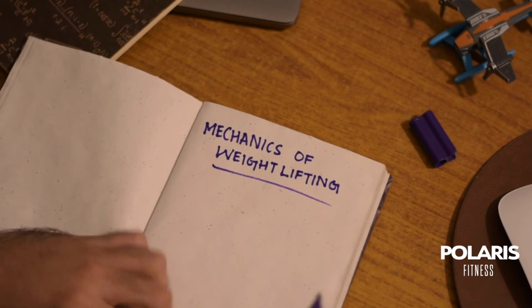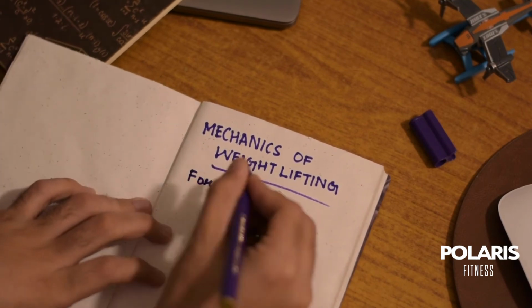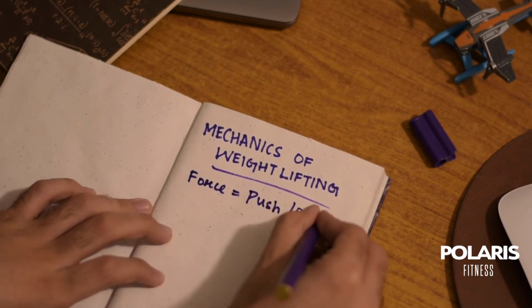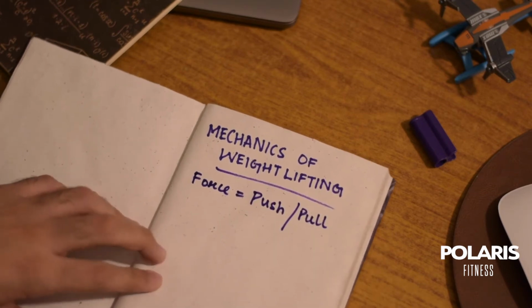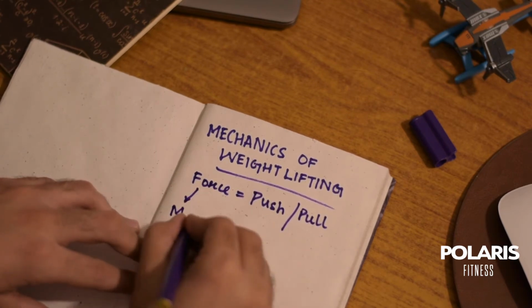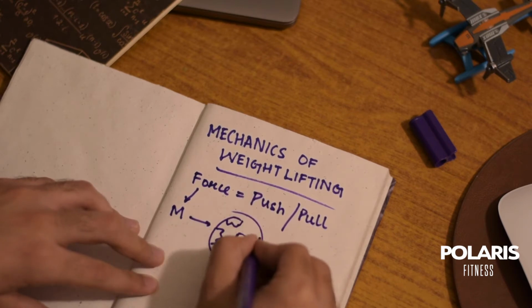Now let's get some definitions out of the way. Force: any interaction that, when unopposed, will change the motion of an object, or to simply put, a push or a pull. Now what makes an object so heavy or light is the mass. And we all know that the most massive object near us is the Earth, exerting a force on us which we like to call gravity.